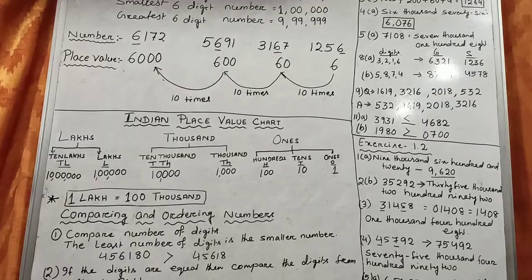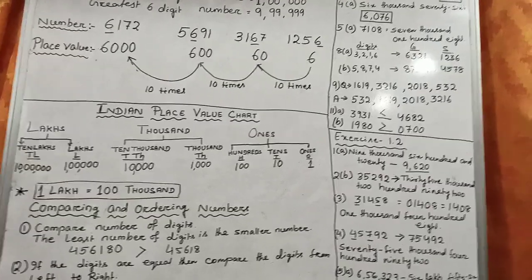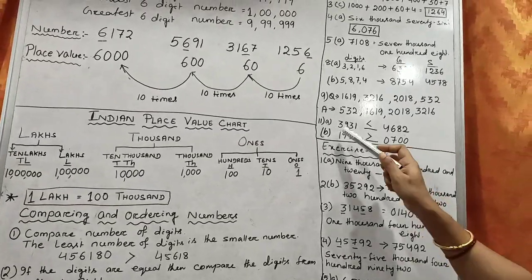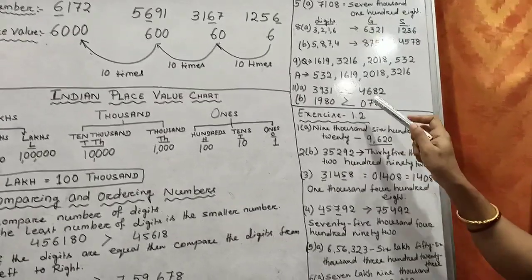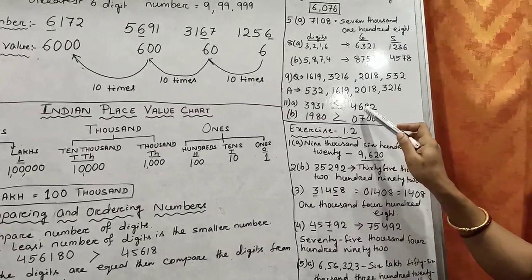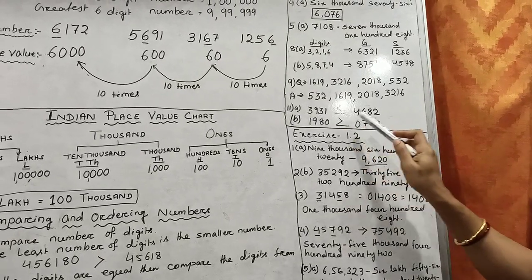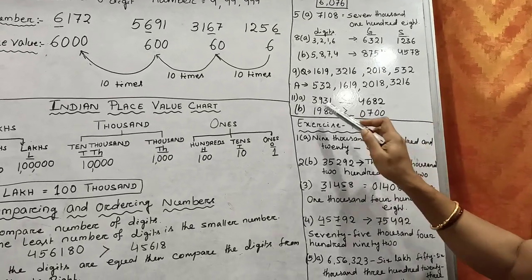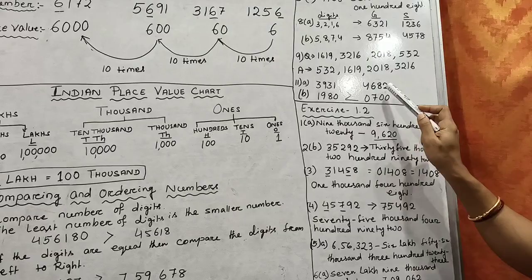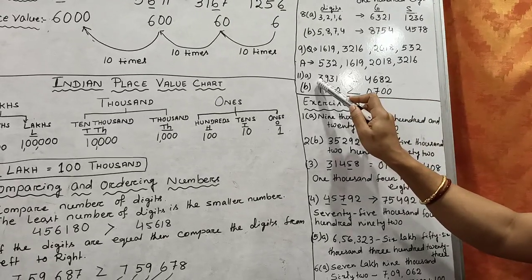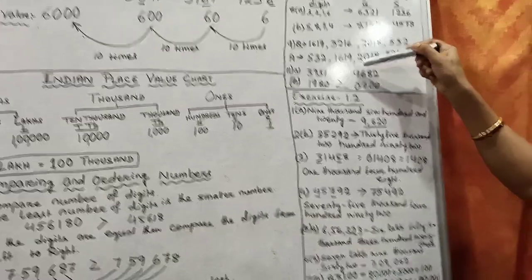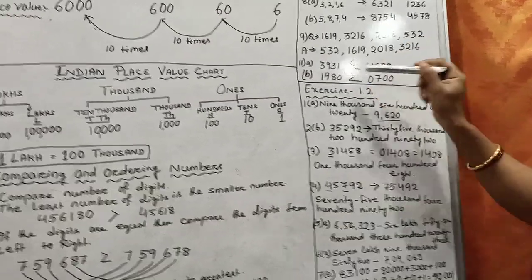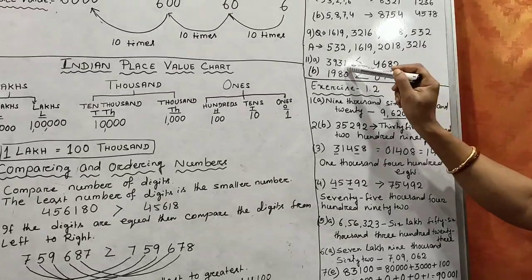Then question number 11, you have to compare the numbers. Here 3931 is one number, another number given is 4682. These two numbers are 4-digit numbers. If the number of digits is the same, then you compare the 1000 place. Here in the 1000 place 3 is there, here is 4. So 4 is greater than 3. So this number is greater than this number.